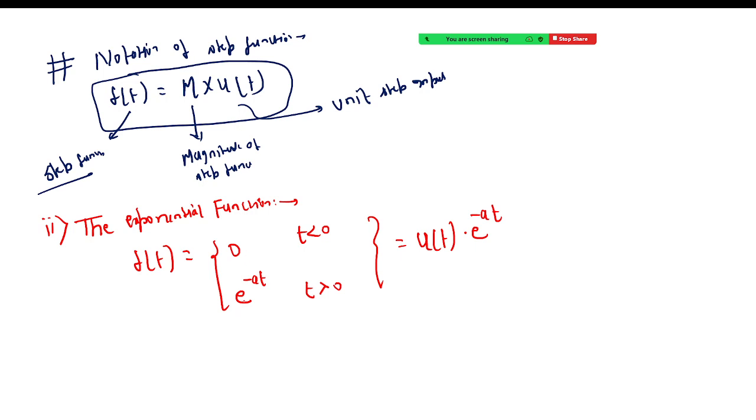Because here if it is 0, if it is 1, so it will be u(t), and if I multiply with u(t) into e to the power minus at, right? So your exponential function will look like u(t) into e to the power minus at. So this is your unit step function, right? Unit step function multiplied with this exponential function.